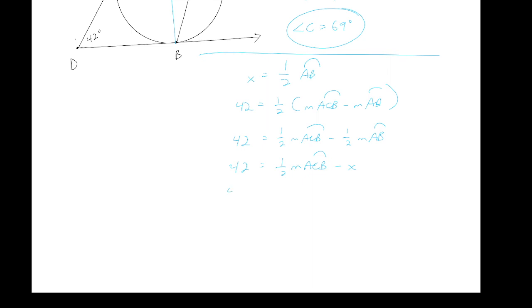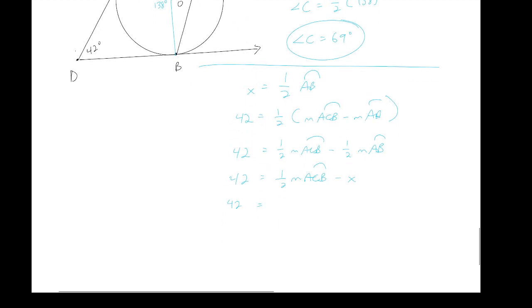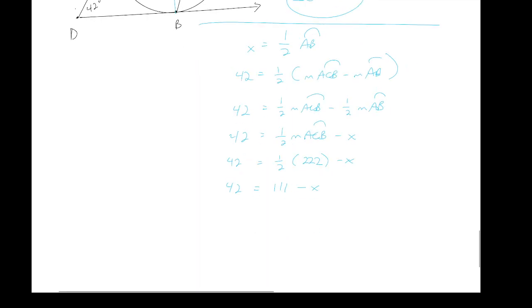So I'm going to take ACB, which is 222, and substitute. Then we're just working out some algebra. That's going to be 111. Subtract 111 from both sides. Again, negative 69 is equal to negative x, meaning that 69 is equal to x.